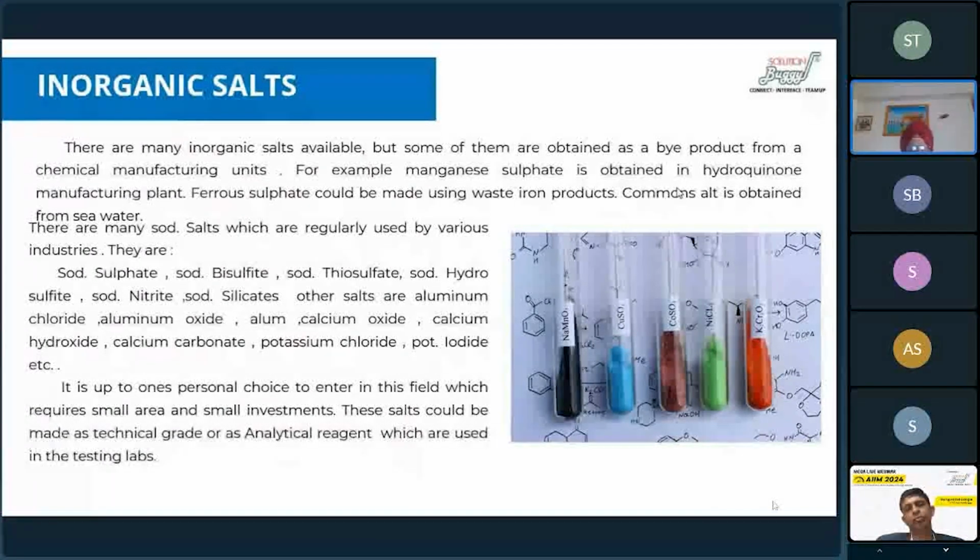Certain salts are produced as a byproduct also, which can be separated and purified. For example, manganese sulfate is obtained from the hydroquinone plant. That is separated, and then pure manganese sulfate is produced. Similarly, a lot of others are also there. Iron is also obtained from waste ferrous materials, waste iron products, and similarly, sodium chloride is produced from sea water. As you know, it is a very big industry.